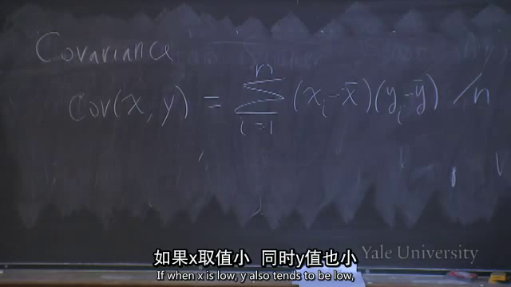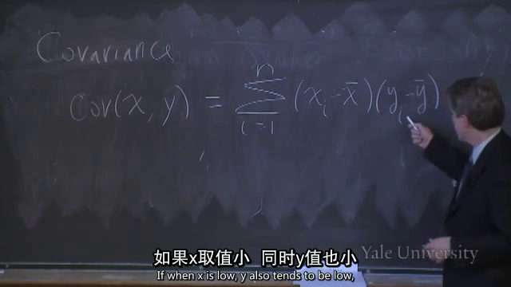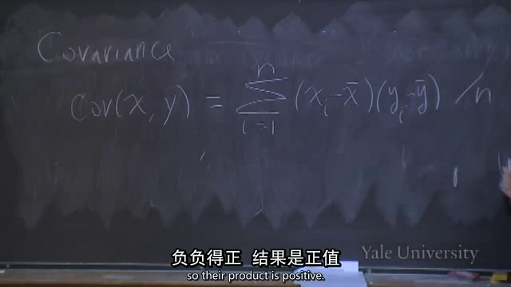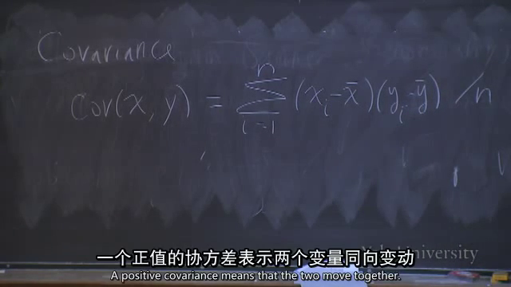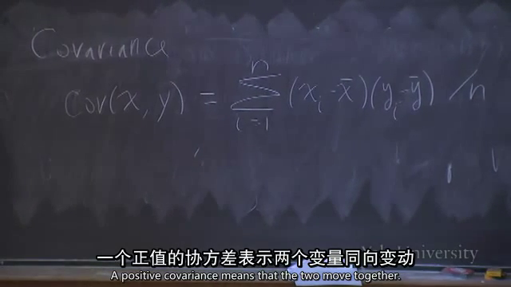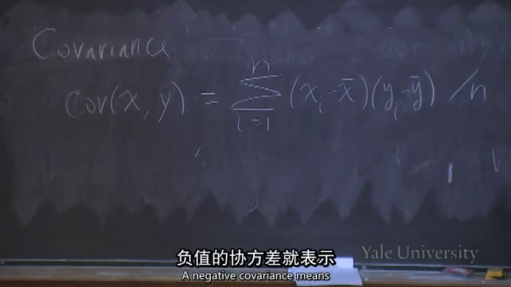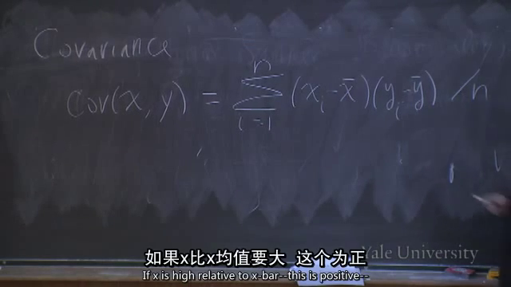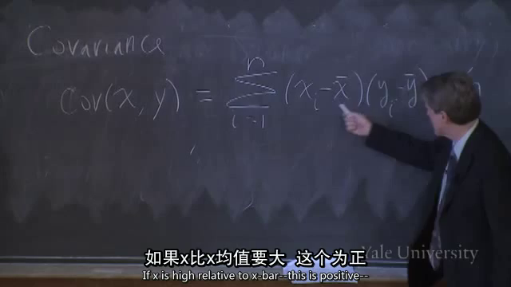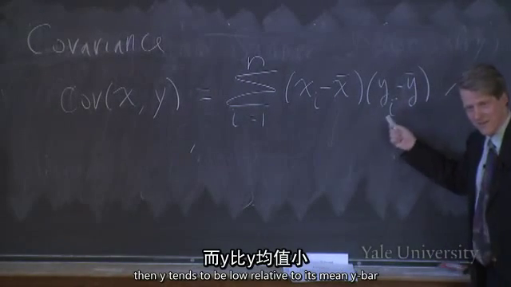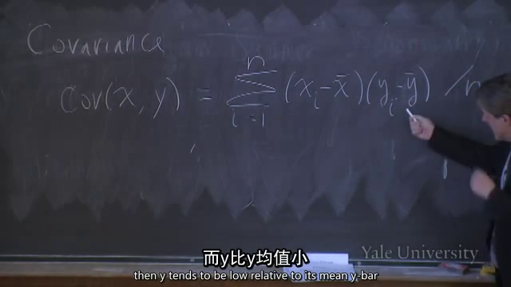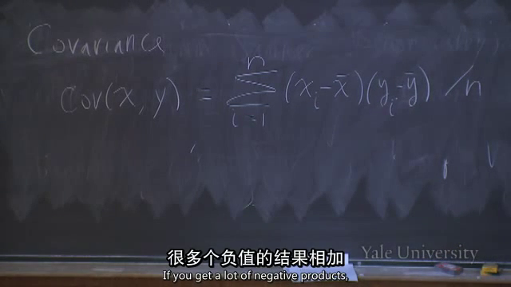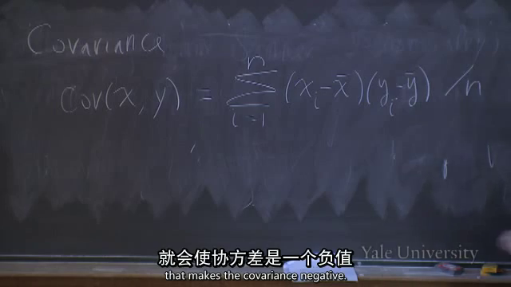Or also, when x is low, y also tends to be low, then this will be a negative number, and so will this. So their product is positive. All right? So a positive covariance means that the two move together. A negative covariance means that they tend to move opposite each other. So if x is high relative to its mean, this is positive, then y tends to be low relative to its mean, and this is negative. So the product would be negative. And if you get a lot of negative products, that makes the covariance negative.